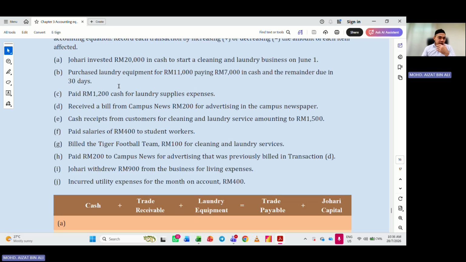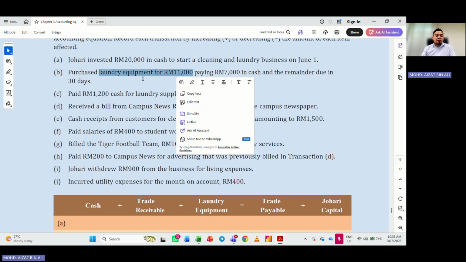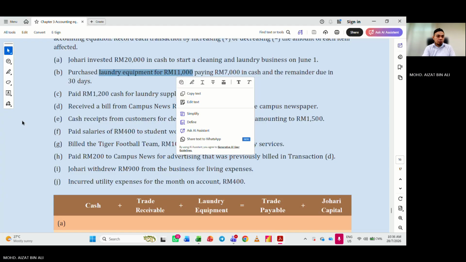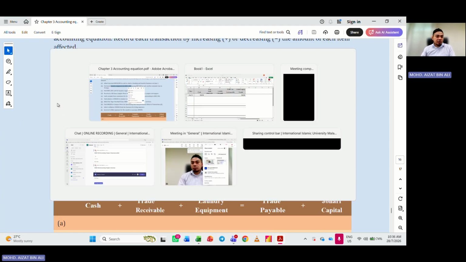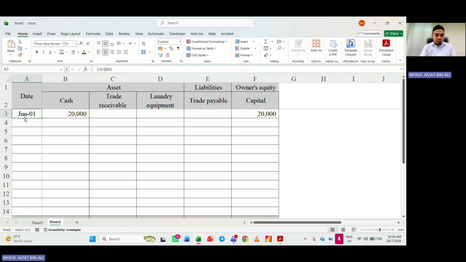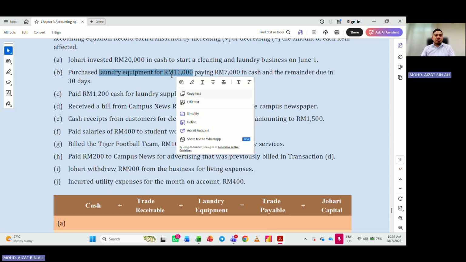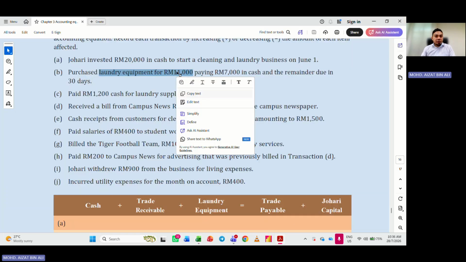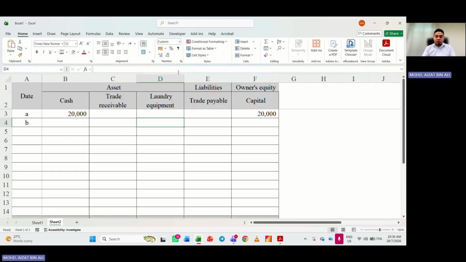Next, purchase laundry equipment for 11,000 ringgit. Firstly, look at this question. The value of laundry equipment is 11,000 ringgit. We only have the letter here, so let's record the letter instead. B. For B, laundry equipment. Go to laundry equipment and record the whole amount. The value of laundry equipment is 11,000. Record 11,000. You don't record anything else in laundry equipment.